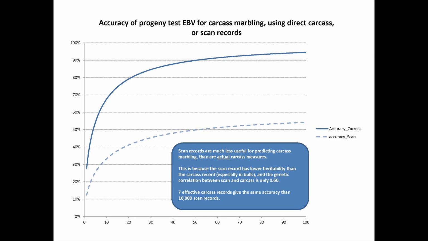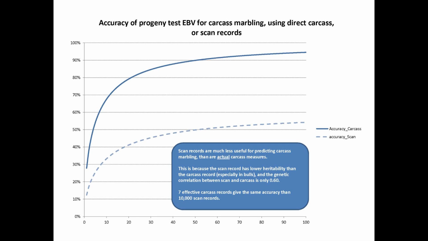What I've done here is work out the accuracy if we were conducting progeny tests for carcass marbling. We're trying to find the animals with the best genes for carcass marbling, and we're using either direct carcass records or scan records on various numbers of progeny. For various numbers of progeny, I've worked out how accurate the bull's EBVs would be based on that data.